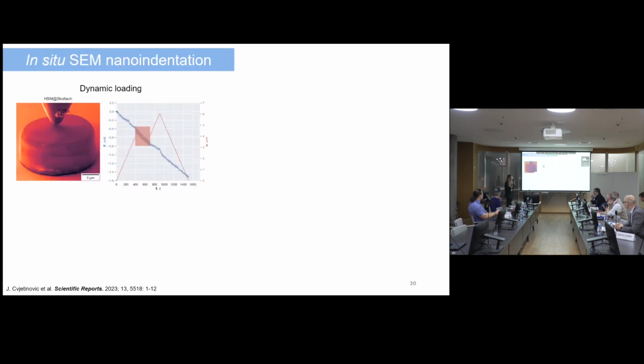So let's now see what happens if we deform the complete frustule under the scanning microscope using a nanoindenter.